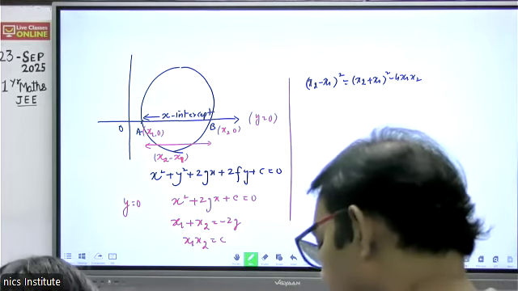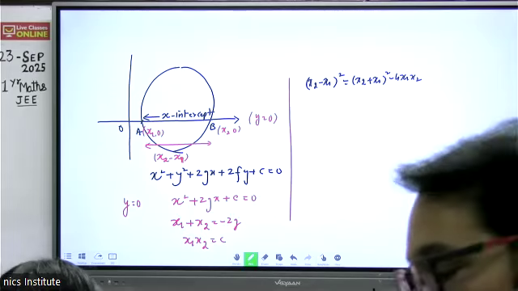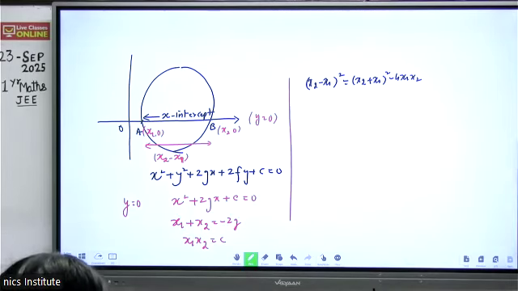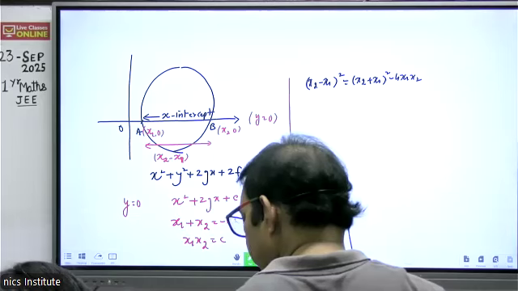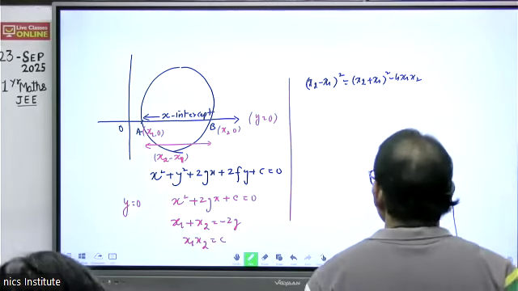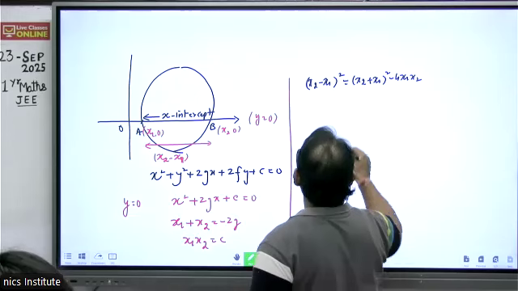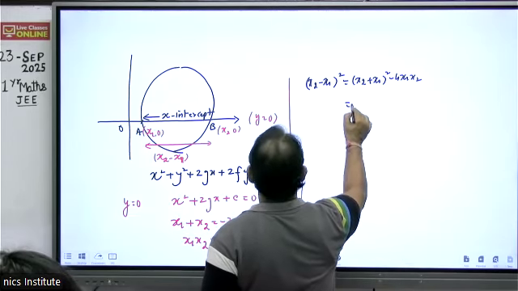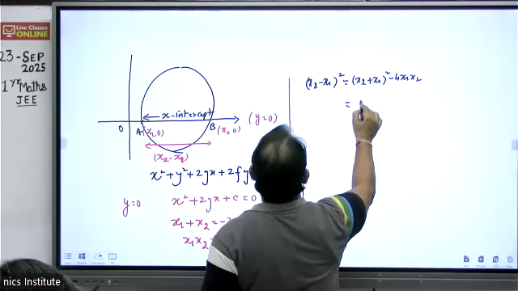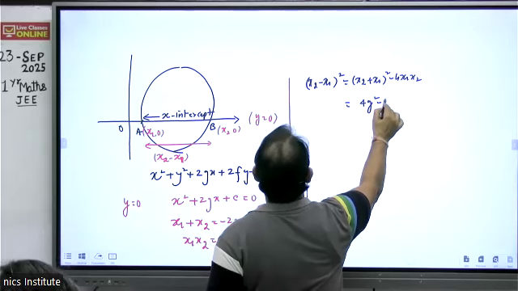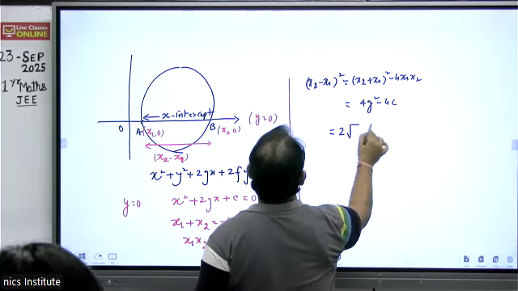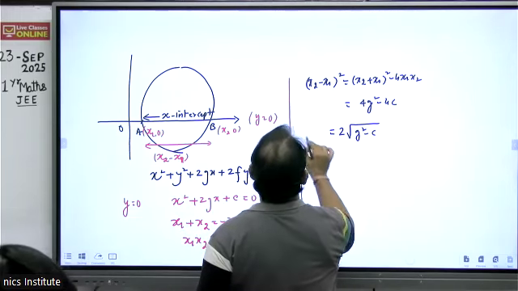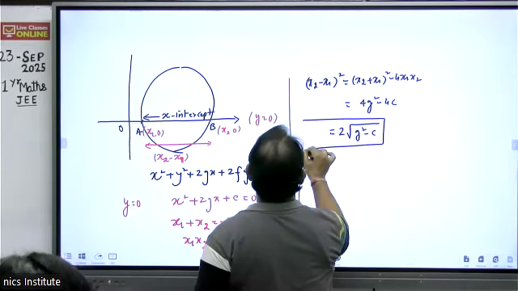Now take 4, 2 will come out. Yes. So that is the length of x-intercept. Take the root of it, 2 times under root. So this result you have to remember. (x2 plus x1) whole square is 4g square, and so the length of x-intercept is twice the square root of g square minus c. This result you have to remember.